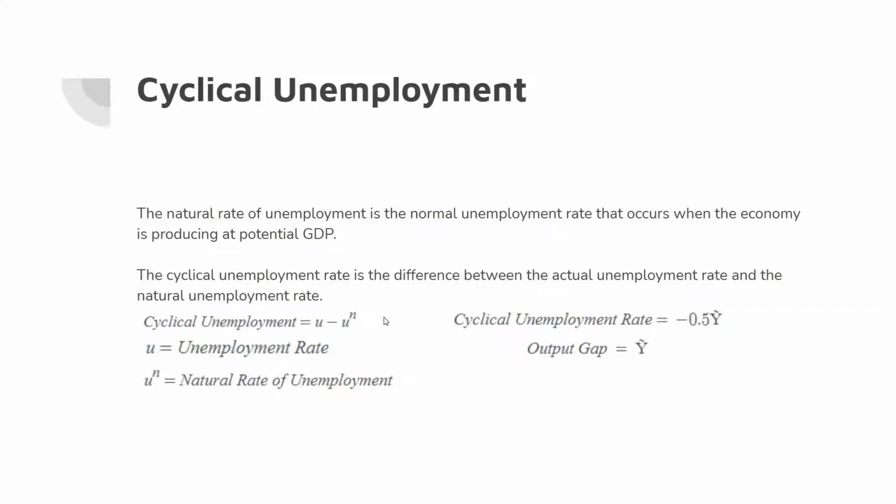Now, in order to talk about cyclical unemployment, we're going to need to look at natural unemployment and normal unemployment. So the natural rate of unemployment is the normal unemployment rate that occurs when the economy is producing at its potential GDP. Now, the cyclical unemployment rate is the difference between the actual unemployment rate and the natural unemployment rate. And we have some different formulas down here, so we can see that cyclical unemployment is equal to the unemployment rate minus the natural rate of unemployment. And then another way to calculate cyclical unemployment rate is you take the Okun's law coefficient, which is 0.5, and we'll get to that after, and then multiply that by the output gap.